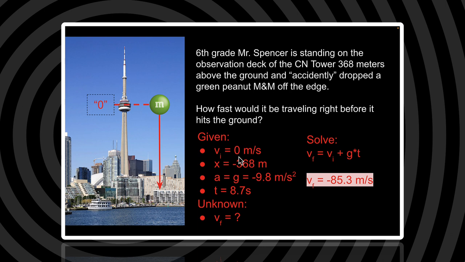All right, so here's what we're given. We know that we have an initial velocity of 0 meters per second. Once again, our displacement is negative 368 meters. We know what our acceleration due to gravity is. We've already figured out previously what the time is. Now we have to find the final velocity. So if I look for an equation that has all of those things, I'm going to use this one: final velocity is initial velocity plus acceleration due to gravity times time. And I get somewhere close to negative 85.3 meters per second.